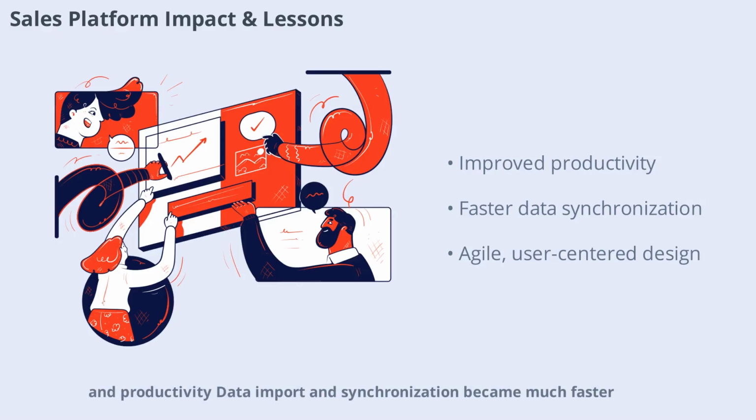Data import and synchronization became much faster, and the modular design allowed teams to work in parallel. Key lessons included the importance of data hygiene, partnering with business teams, and applying parallelism for large-scale migrations. The result was a more agile, user-centered sales process that supports Microsoft's global operation.